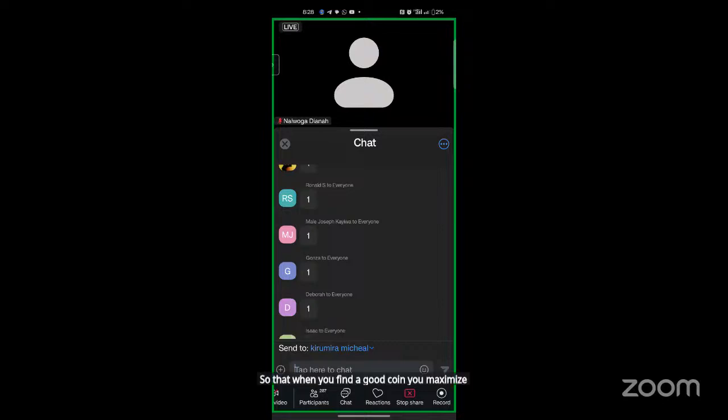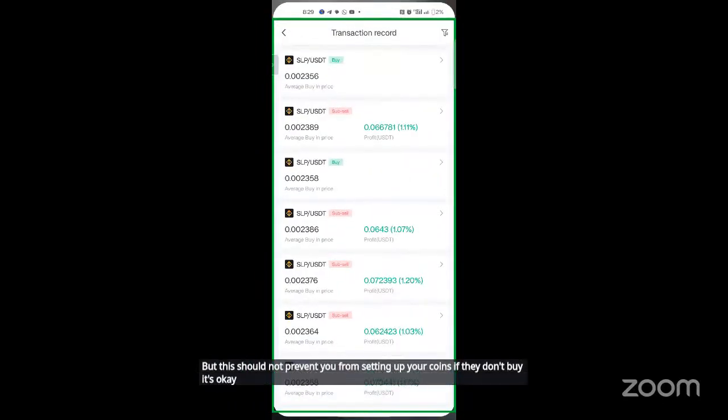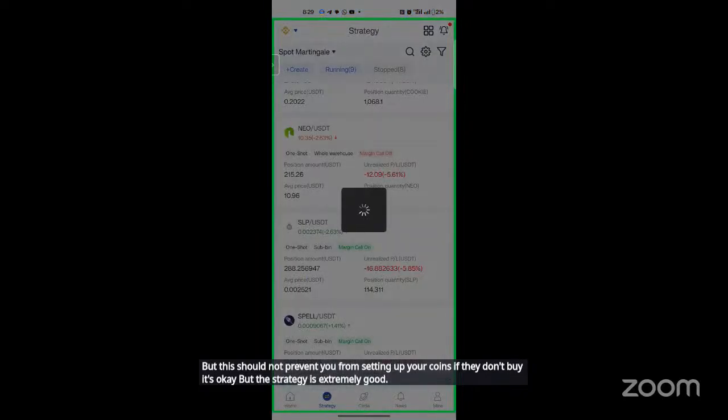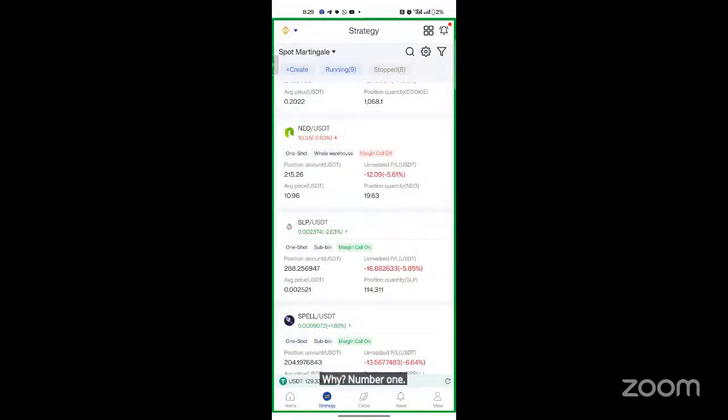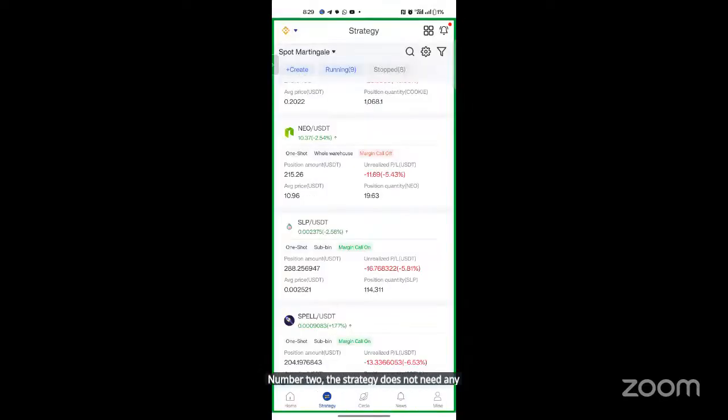But this should not prevent you from setting up your coins. If they don't buy, it's okay. But the strategy is extremely good. Why? Number one, the strategy never has a lot of floating loss. Number two, the strategy does not need any technical skill.